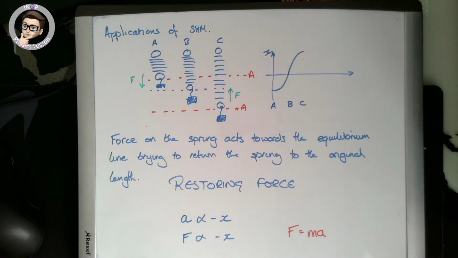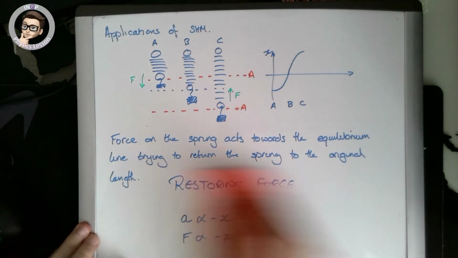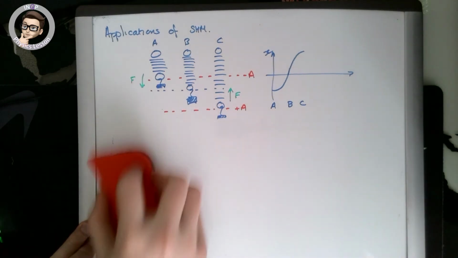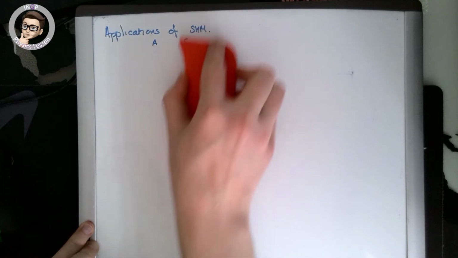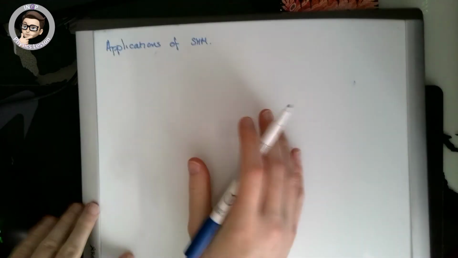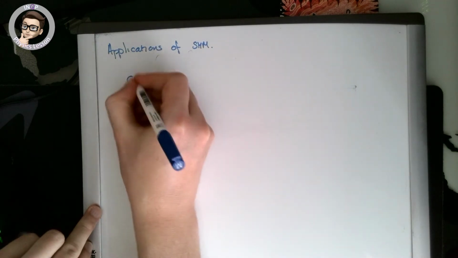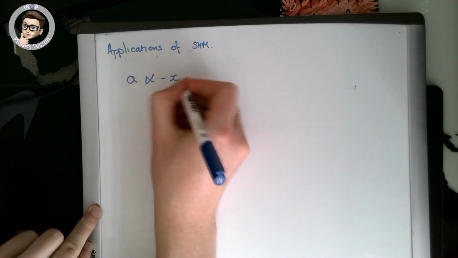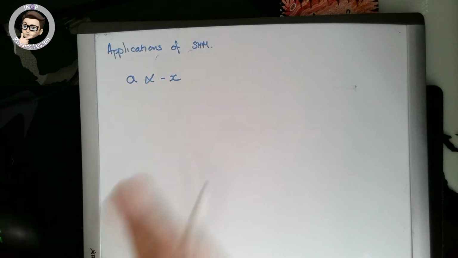So what makes something be in simple harmonic motion? What's sort of the definition? What you're expected to know? Well, you're expected to know two things. You're expected to be able to say if the acceleration is proportional to the negative displacement, then it's in simple harmonic motion.